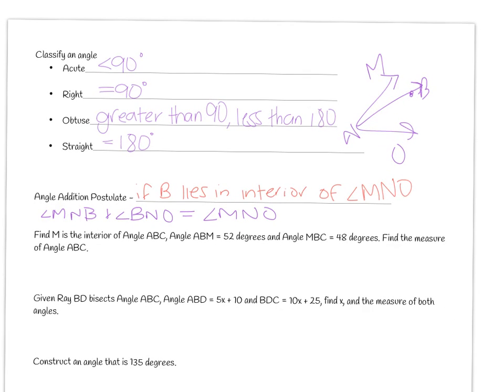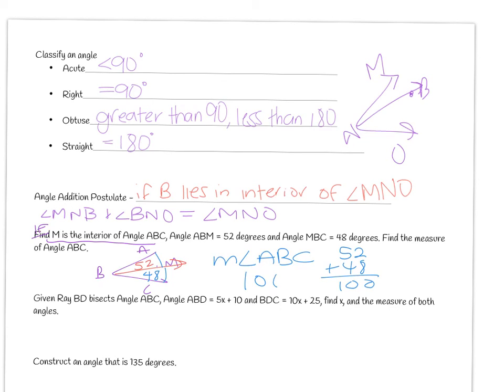So if you were given part of it, like this says, if M is in the interior of angle ABC, so ABC, M is here, and angle ABM is 52 degrees, angle MBC is 48 degrees, find the measure of angle ABC. Angle addition postulate says just to add these two up. 52 plus 48 is 100. So ABC would be 100 degrees.